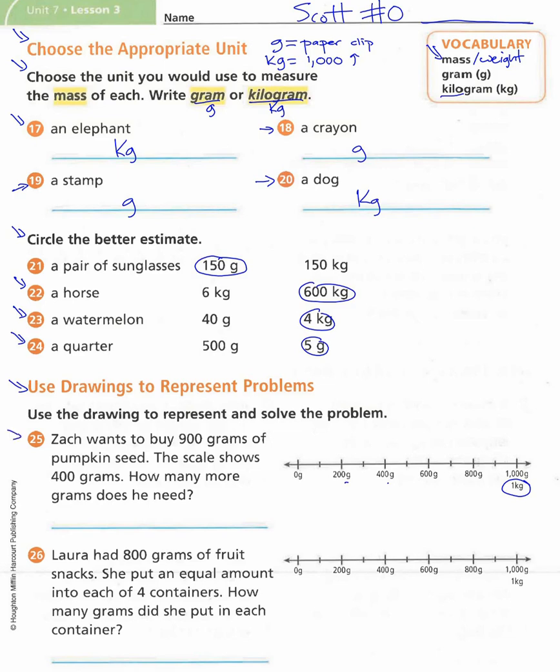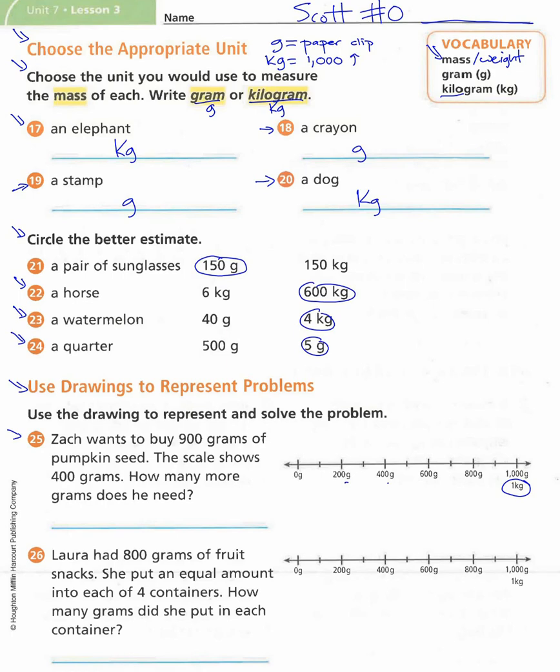Zach wants to buy 900 grams of pumpkin seeds. The scale shows 400, so he's weighing these. The scale right now, he's got 400 on the scale. How many more does he need? How many more grams does he need till he gets to 900?